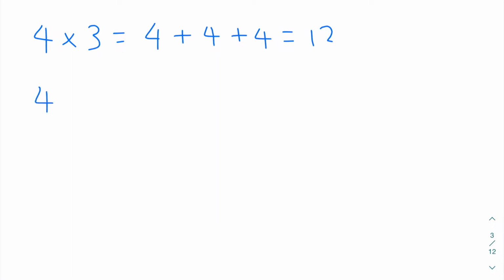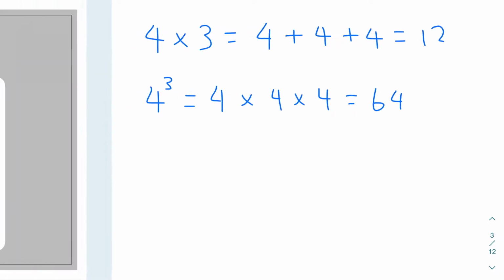What about exponents? What about 4 with an exponent of 3, or 4 to the power of 3? Well, that is actually repeated multiplication. So it's 4 times 4 times 4, or 4 multiplied by itself 3 times. And that is 64.